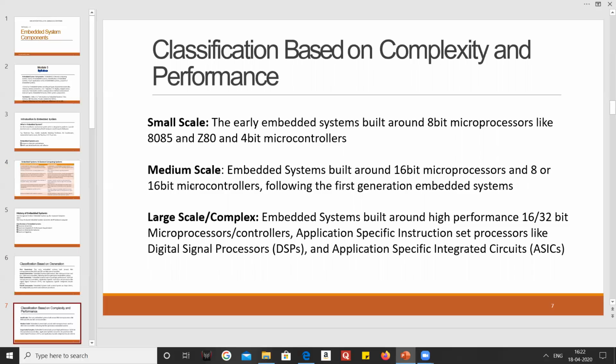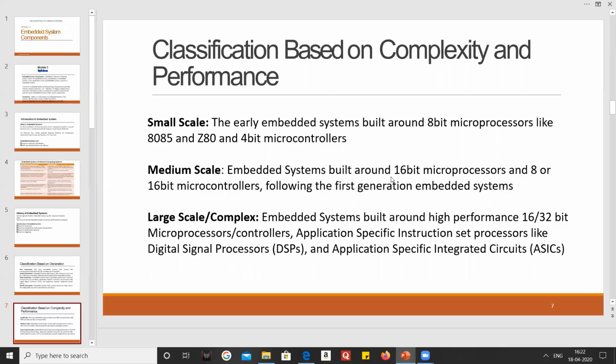And if you talk about medium scale, it is something much more than the small scale. There are various applications that are built on medium scale. I can take an example of washing machines and ovens. They have some operating systems, everything along with the processor. So this comes under medium scale.